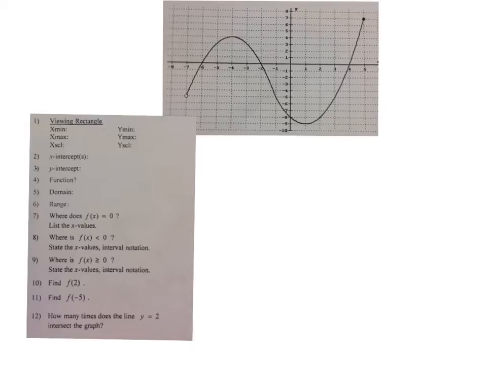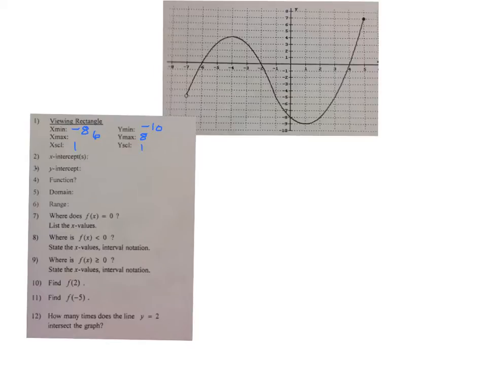So I'm going to write those in there. It's going to be kind of messy. So x min is -8, x max is 6, y min is -10, y max is 8. This XSCL and YSCL stand for X scale and Y scale, and that just means, am I counting by 1s, or am I counting by 2s, or am I counting by 5s? And in both cases, I'm counting by 1s.